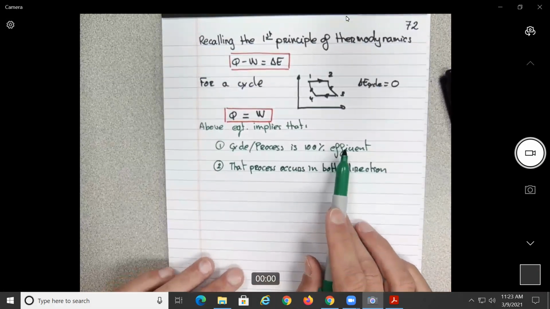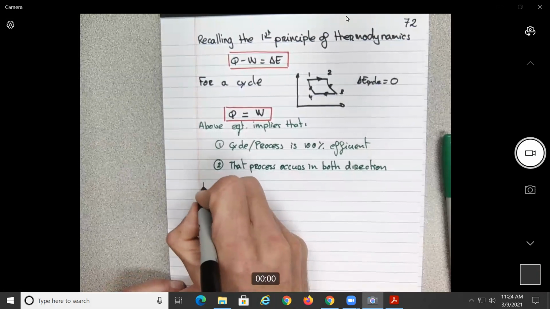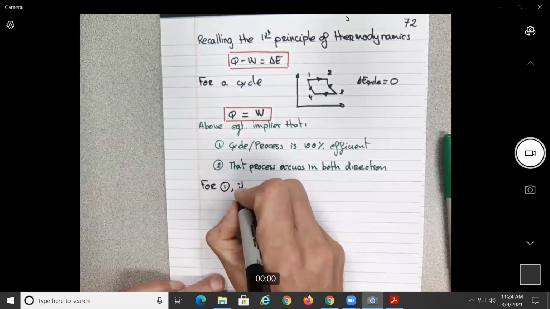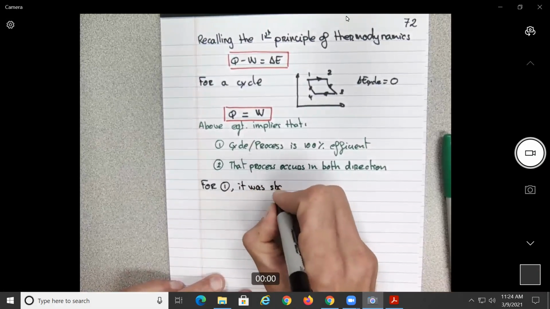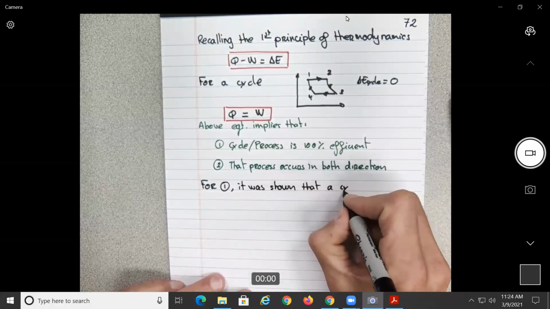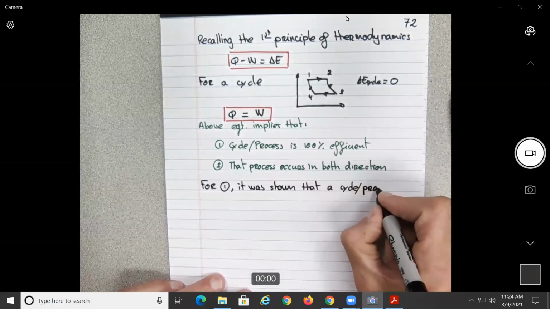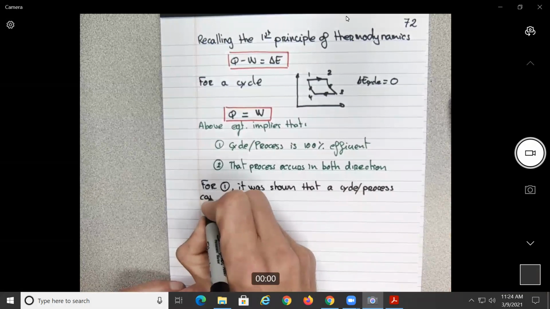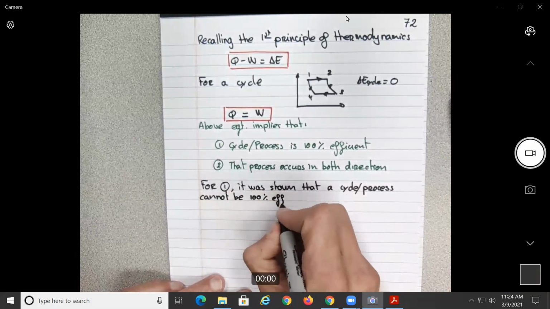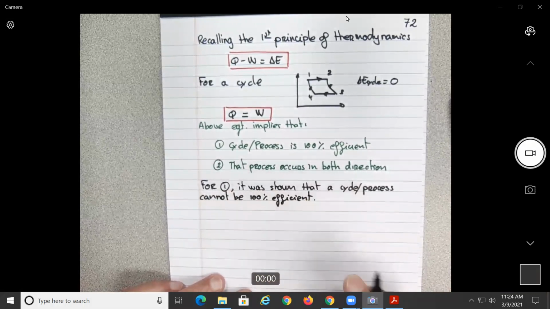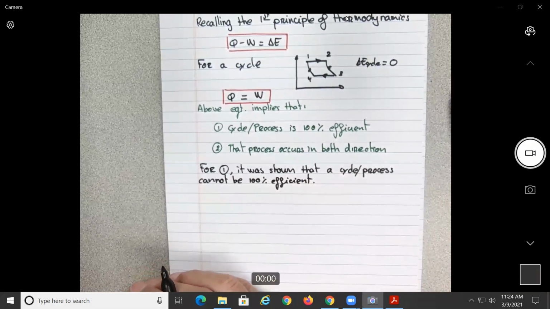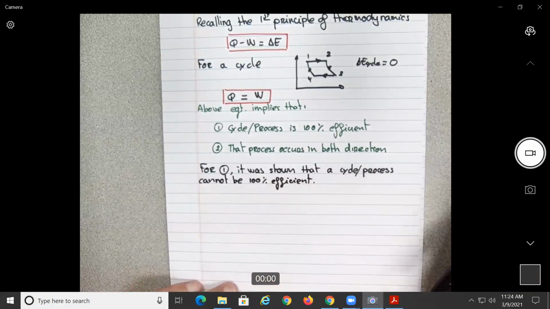So for the first one, we already studied that. It was shown, and the explanation is very easy, that a cycle or process cannot be 100% efficient. Why? Anyone? What is the reason? This is important from the conceptual point of view.